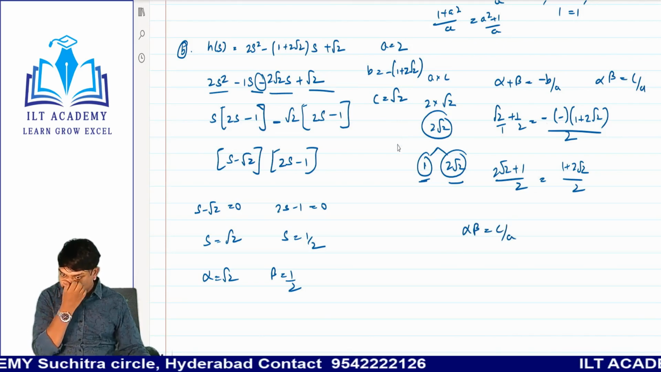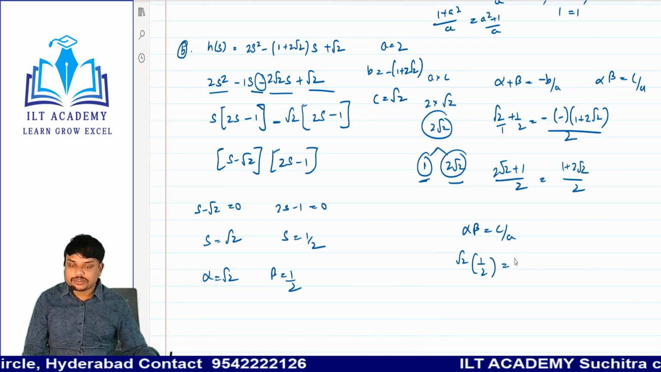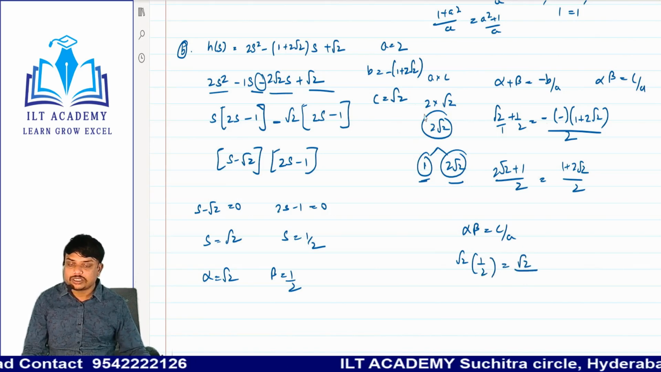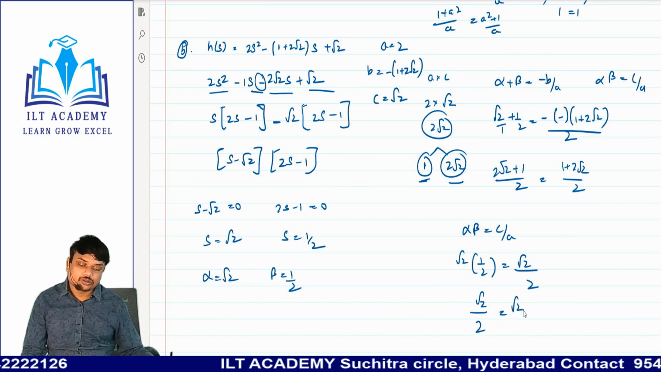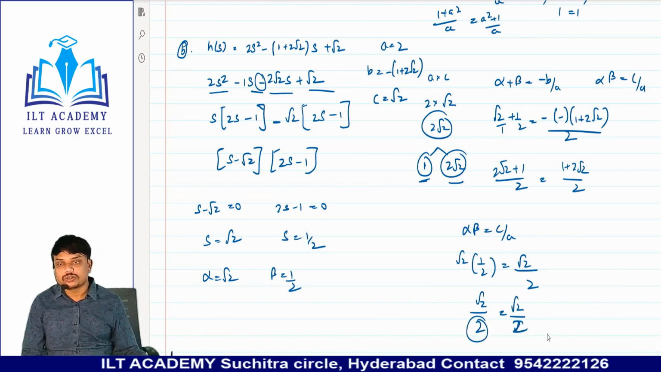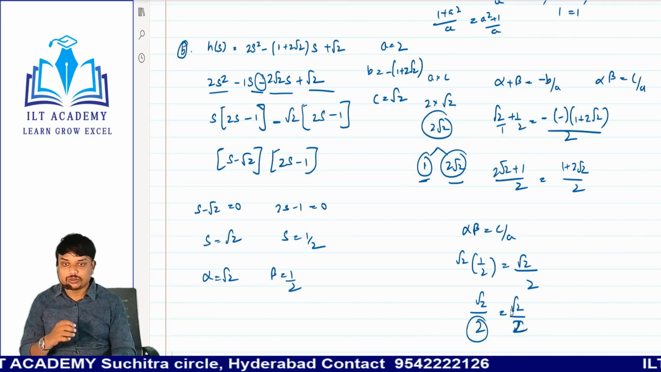Now alpha beta is equal to c by a. Alpha is root 2, and beta is 1 by 2, c value is root 2 divided by a value, which is 2, so root 2 divided by 2 is root 2 upon 2. If you want this 2, you can split it into root 2 into root 2, same like that way only we need to do this.